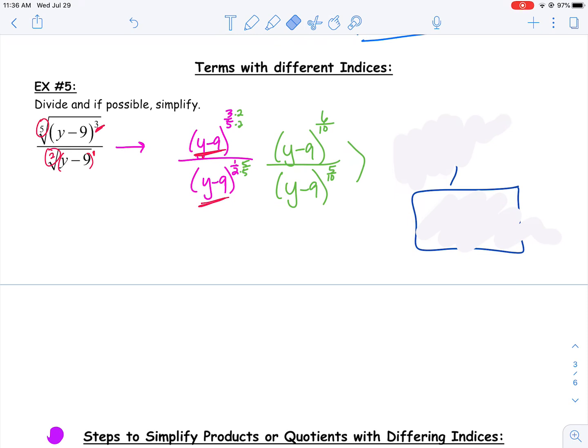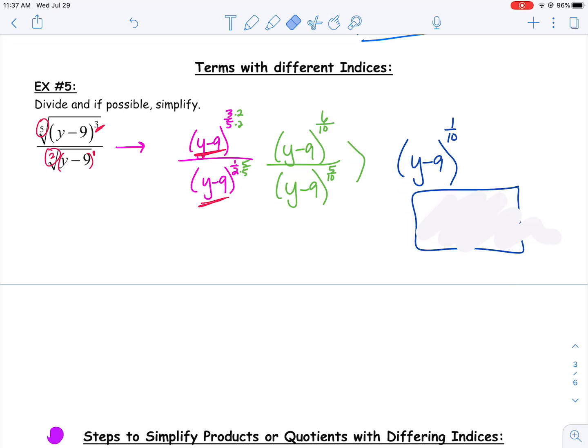I should be able to combine my bases just like I've done in the past. When I divide, I subtract the exponents, so 6/10 minus 5/10 really gives me 1/10. So now I have the expression y minus 9 to the 1/10 power. I was able to combine these even though originally they weren't the same radical. I can convert it into fractional exponents, make those fractions have a common denominator so that I can actually combine them together.